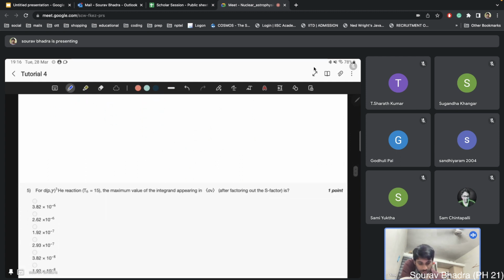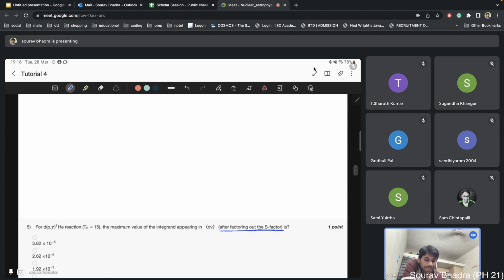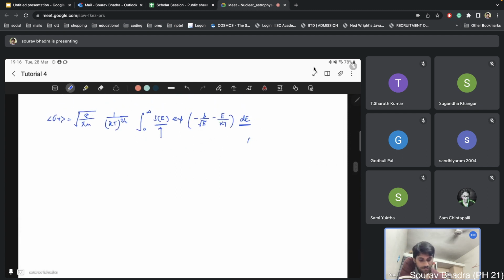Now in this question you can see that this particular line is very important. After factoring out the S factor, for simplicity, we are considering that our S(E) is not a function of energy and it is a constant. That's why we will write it as S0. So S0 is just a constant value which doesn't depend on energy.